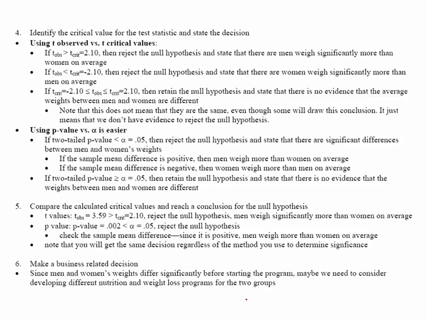So we observe that our t-stat is greater than t-critical. Using the p-value, we know that our p-value is less than our alpha. We compare, so we reject, notice the word here, we reject the null hypothesis. This means that men weigh significantly, and we could add statistically significantly, more than women on average.